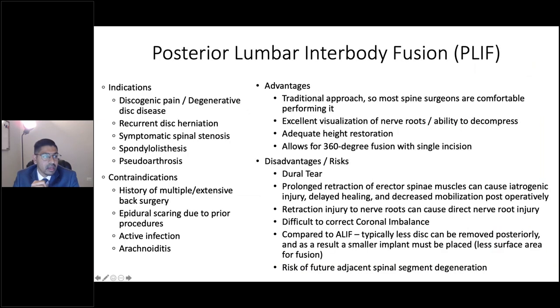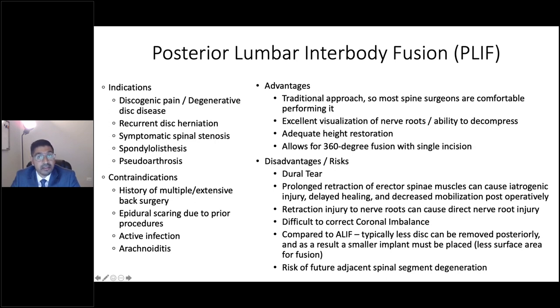Next slide, please. Some of the indications for a posterior lumbar interbody fusion are predominantly discogenic pain as well as degenerative disc disease. Similarly, recurrent disc herniation, spondylolisthesis, and symptomatic spinal stenosis are also indications. The contraindications to a posterior lumbar interbody fusion are predominantly patients who have had extensive back surgery resulting in epidural scarring, which could cause some complications. The other contraindications are the basic contraindications to any surgical procedure, mainly being systemic infections, local site infections, or bleeding issues.